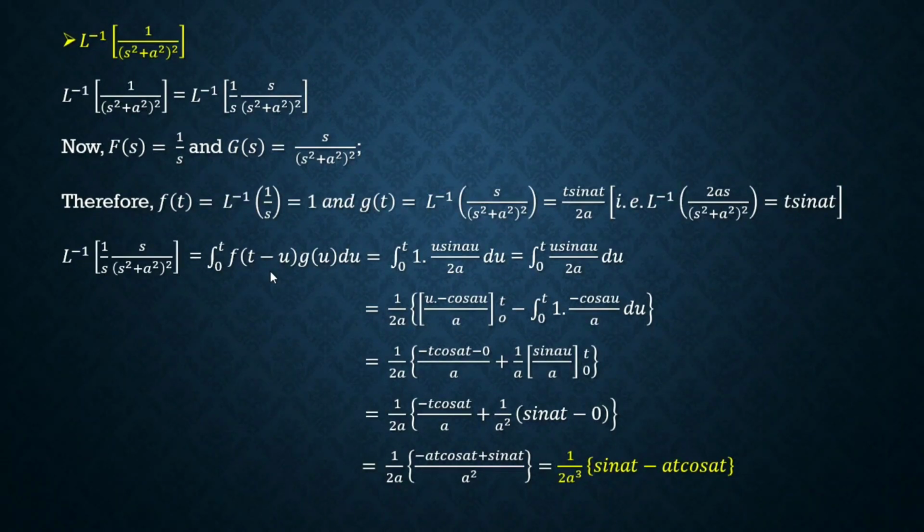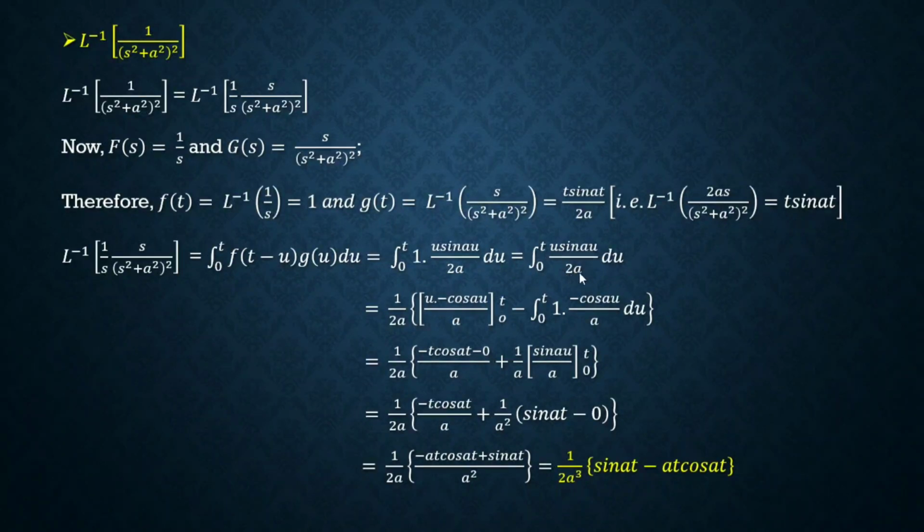Now we have to substitute t minus u in the place of t in the function f of t. f of t is equal to 1. It's a constant. So put it as it is. Now g of u will be equal to u sine au by 2a. G of t is t sine at by 2a. So g of u will be equal to u sine au by 2a du. This will be equal to integral 0 to t u sine au by 2a du.